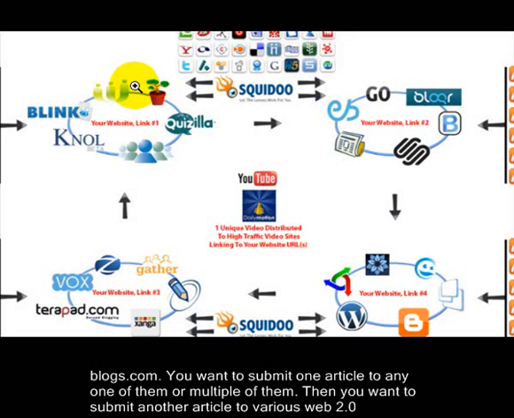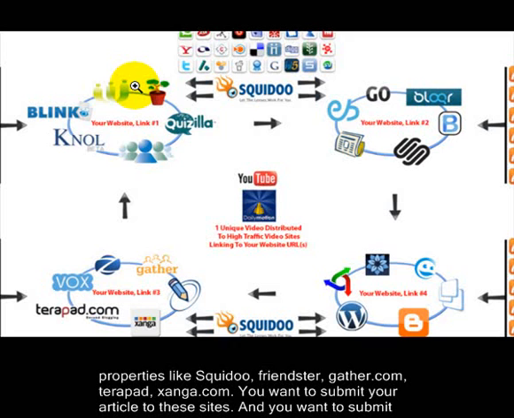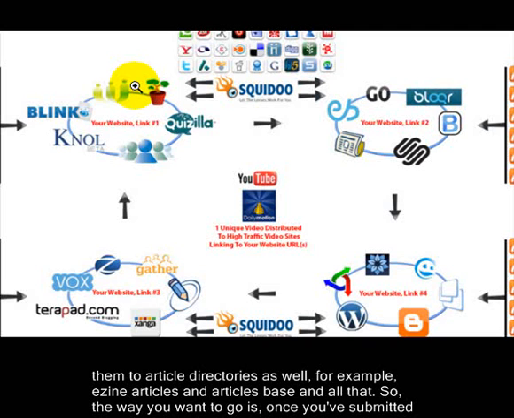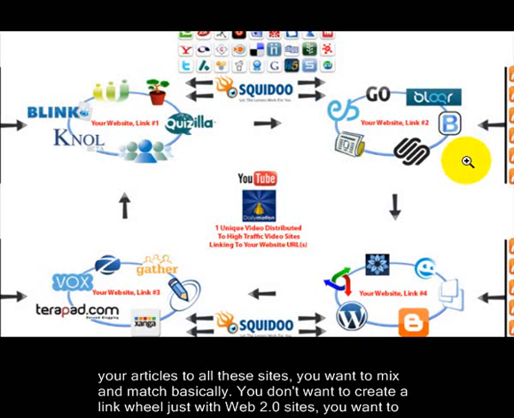Then you want to submit another article to various Web 2.0 properties like Squidoo, Friendster, Gather.com, Terapad, Zanga.com. Okay, you want to submit your article to these sites, and you want to submit them to article directories as well. For example, eZine Articles and Articles Base and all that. Okay, so once you have submitted your articles to all these sites, you want to mix and match, basically.